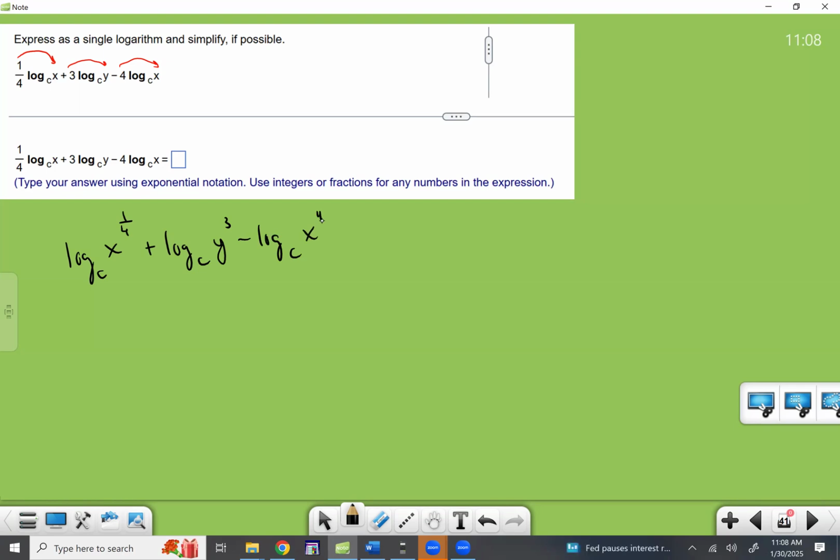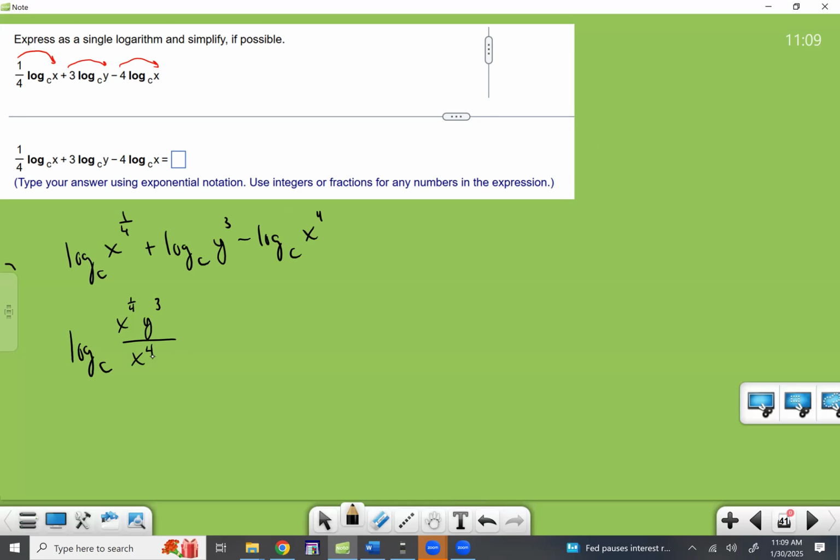Now, what we're going to do is use the fact that addition becomes multiplication and subtraction becomes division. So we can write this as a fraction because we have division going on. Any of the positive logarithms, like the x to the 1/4 and the y to the 3rd, will be in the top. And any of the ones with a minus on them, that means they're dividing, which means they need to be in the bottom.